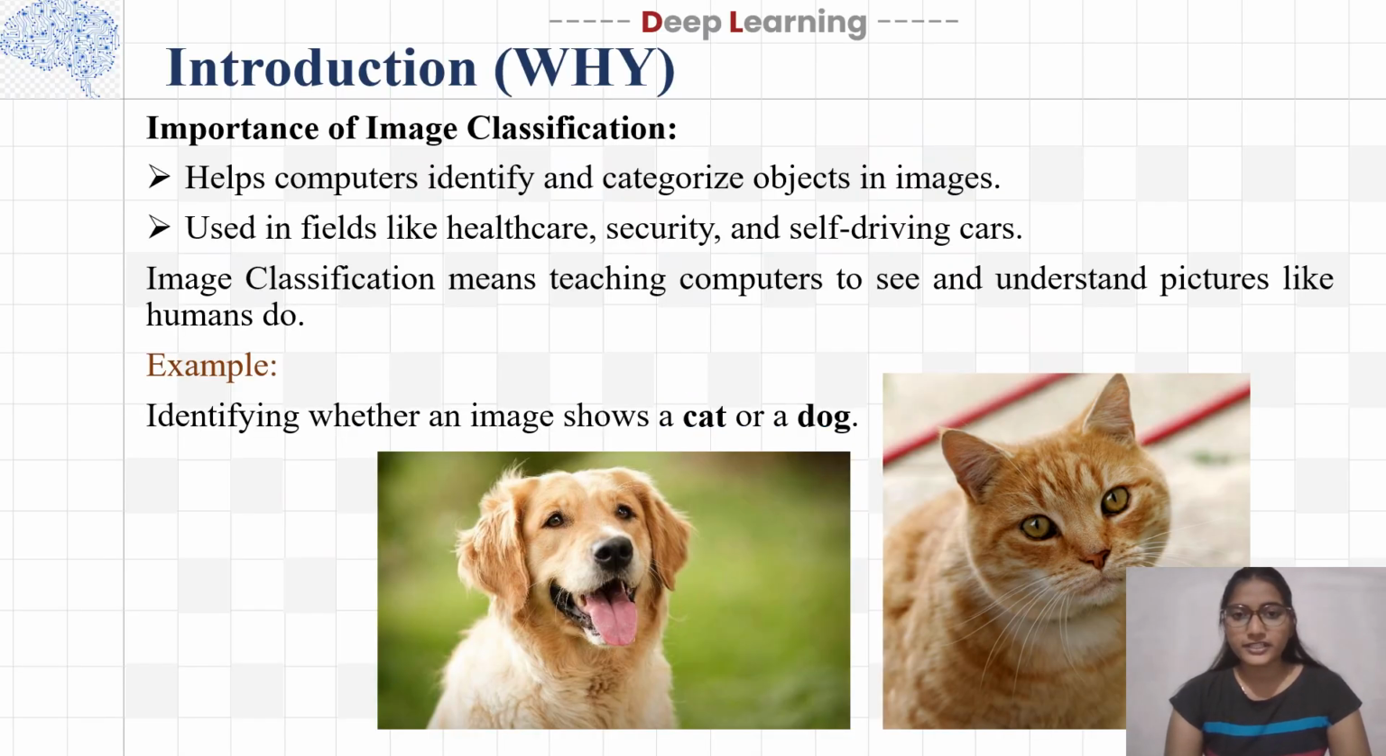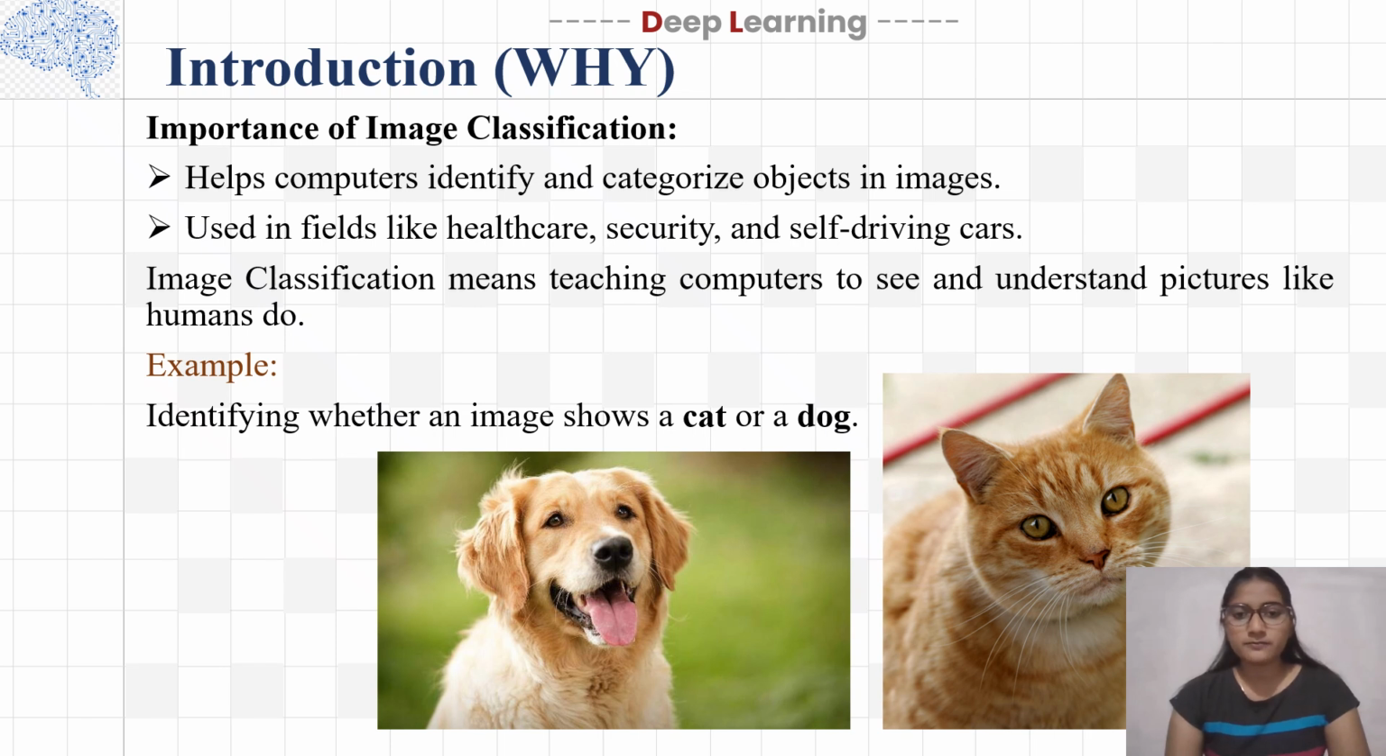Before we dive into the technical details, let's first ask why image classification matters. Every day we capture billions of images using phones, cameras, satellites, sensors. To make sense of these images, computers must be able to understand what they show. That's where image classification comes in. It helps computers automatically identify and categorize objects in an image.